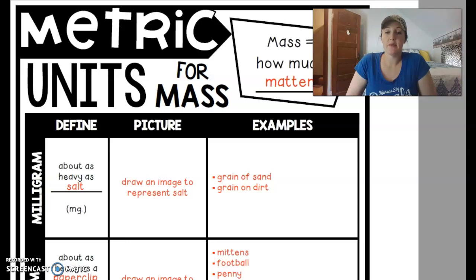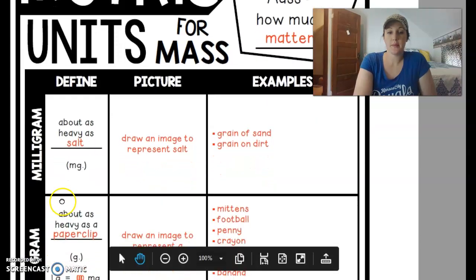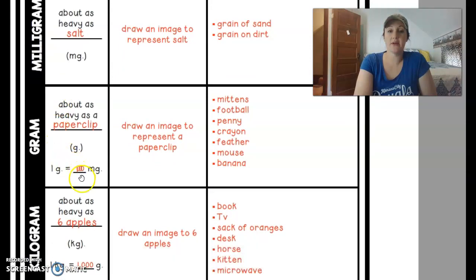And then some examples would be a grain of sand, a grain of dirt. Think about itty bitty little tiny piece. All right. There are 1,000 milligrams in 1 gram, and a gram does not weigh very much at all. So this number is 1,000. I know it's kind of hard to tell.